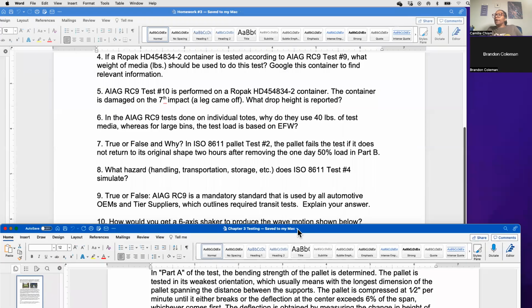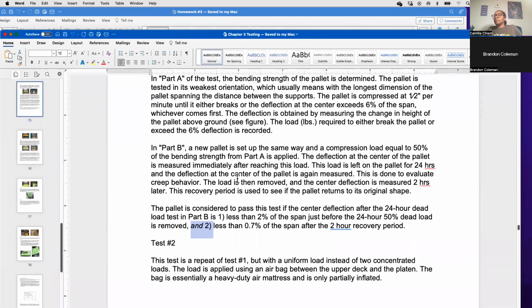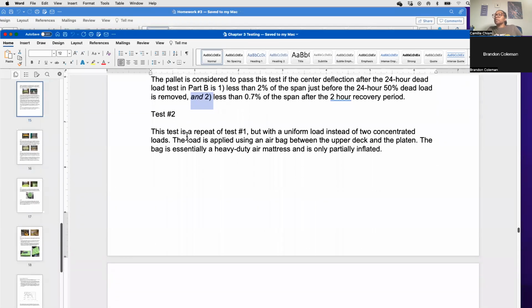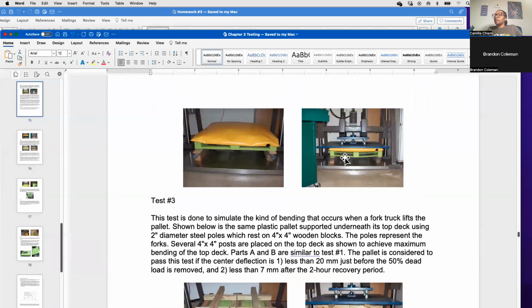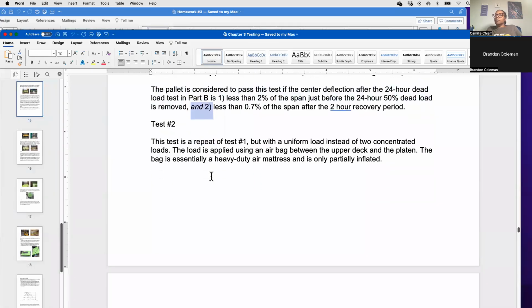Okay. And I just told you for pallet test number 1, I'm sorry. Okay, so pallet test number 2 is a repeat of test 1, but with the uniform load. So your criteria is the same for that one. You're looking at 1 and number 2 for it to be considered a pass or fail.